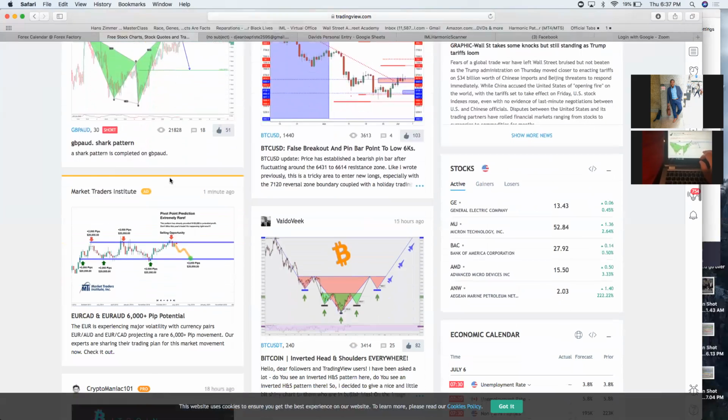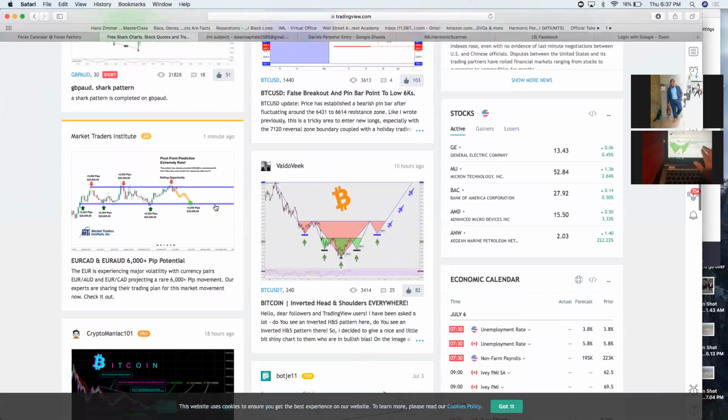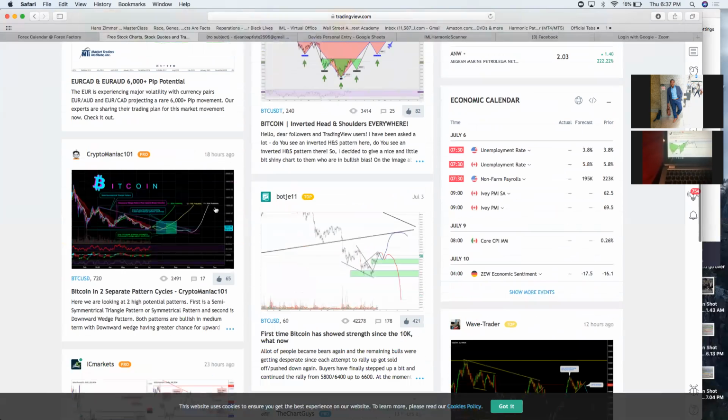Another thing: there are a lot of individuals that give their own assessment. Just because they give the assessment doesn't mean they are necessarily correct. It's just what they are looking at.